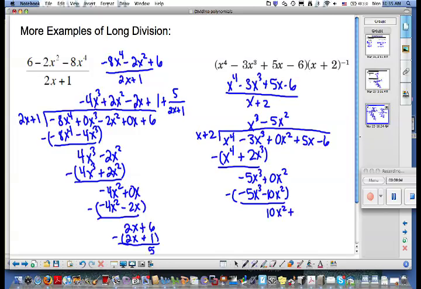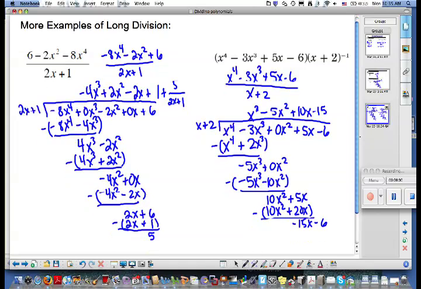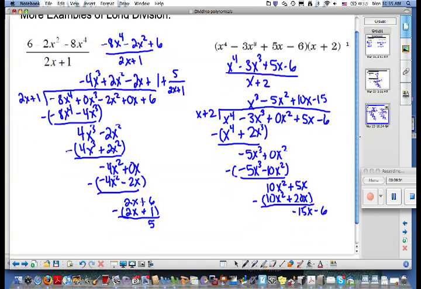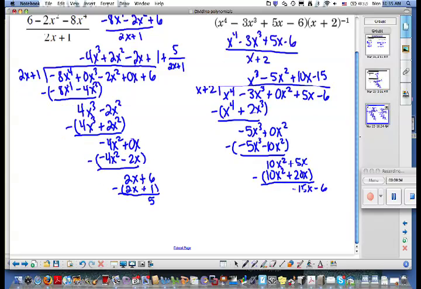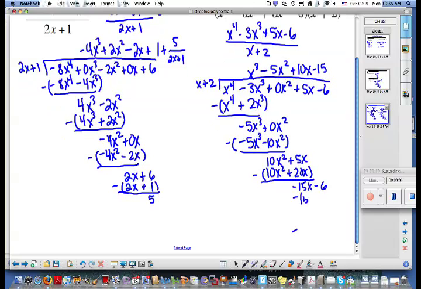Bring down the 5x. X needs to be multiplied by 10x in order to get 10x squared. And then 10x times 2 is plus 20x. When we subtract, 10x squareds cancel. 5x minus 20x is negative 15x. Bring down the minus 6. X needs to be multiplied by negative 15, giving you negative 15x. And negative 15 times 2 is negative 30.